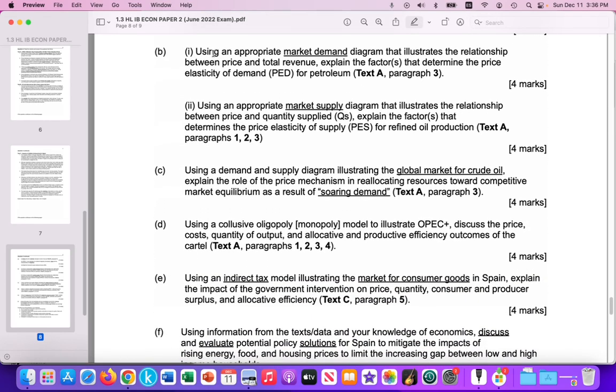Part B, I, using an appropriate market demand diagram, illustrate the relationship between price and total revenue, and explain the factors that determine the price elasticity of demand for petroleum, with reference to text A, paragraph 3. So let's take a look at that.